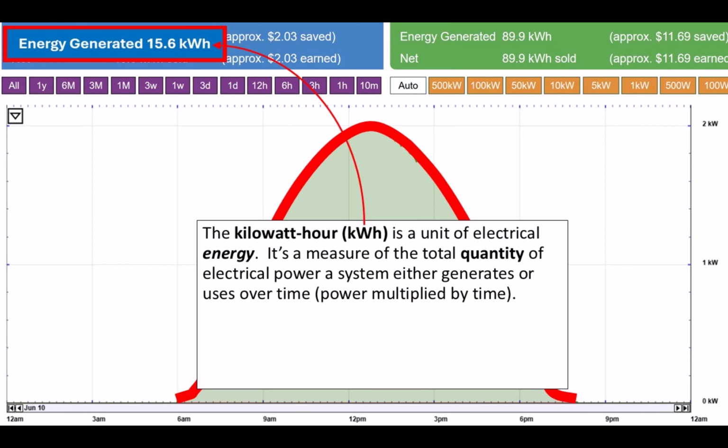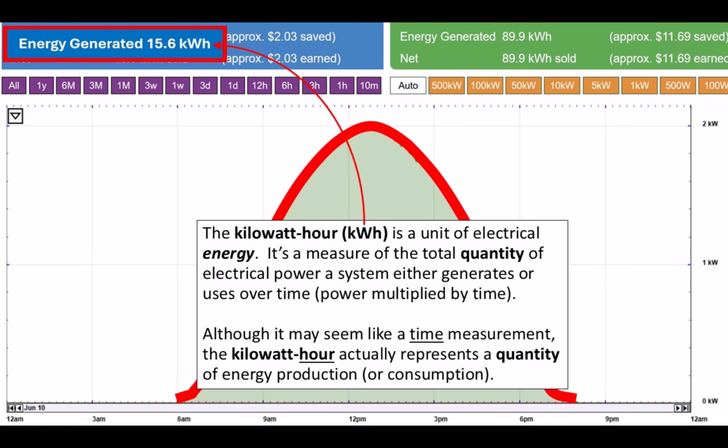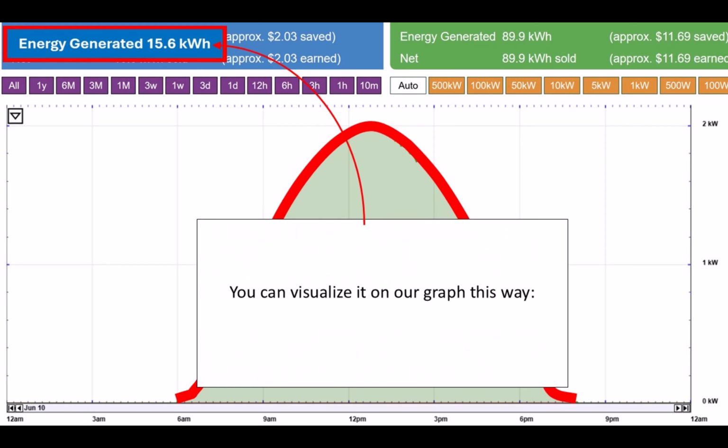The kilowatt hour, kWh, is a unit of electrical energy. It's a measure of the total quantity of electrical power a system either generates or uses over time. Power multiplied by time. Although it may seem like a time measurement, the kilowatt hour actually represents a quantity of energy production or consumption. You can visualize it on our graph this way.